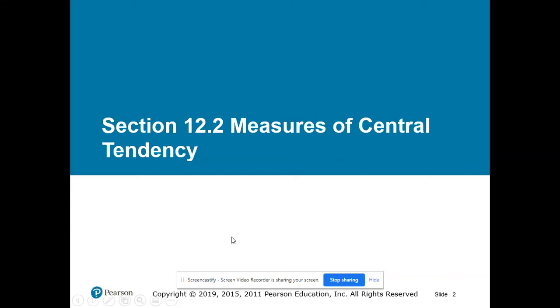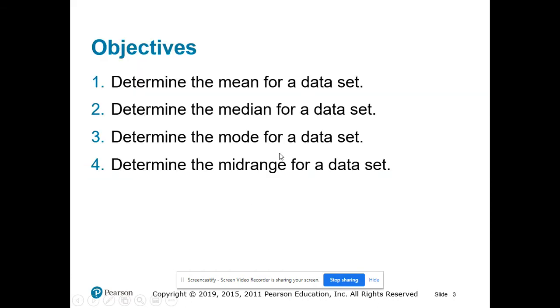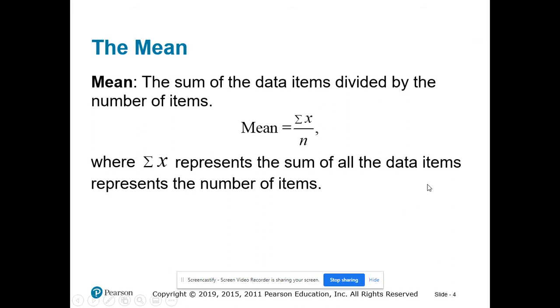Section 12.2, measures of central tendency. So let's see what we have here. All right, mean, median, mode, and mid-range. The mean. Most people call this the average. The more mathematical term for it is actually mean: the sum of the data items divided by the number of items we have.